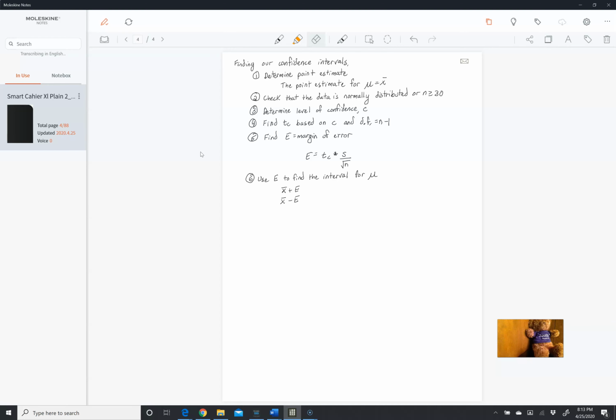So let's just do some examples of this. So again, the only difference between this and what we did in the last lecture is that instead of finding Z sub C, you're finding T sub C. You're going to the T value chart instead of the Z score chart. Okay? That's the only difference.